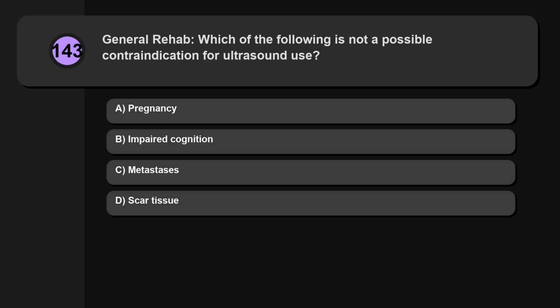Question 143. General rehab. Which of the following is not a possible contraindication for ultrasound use? Option A. Pregnancy. Option B. Impaired cognition. Option C. Metastases. Option D. Scar tissue. The correct answer is option D.